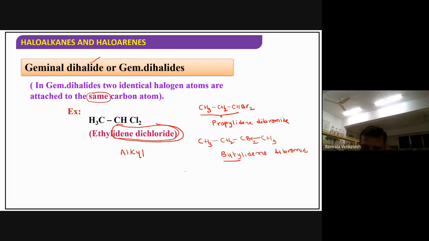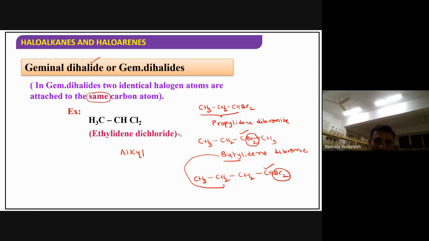But in the case of this one, what happens, if I write like this, this one is also called by the same nomenclature, butylidene dibromide only. It is also called butylidene dibromide. Why? Because the two halogens are on the same carbon. Here also the two halogens are on the same carbon. So both are called butylidene dibromide. So this is the one limitation we are going to get when you are giving the geminal halides.